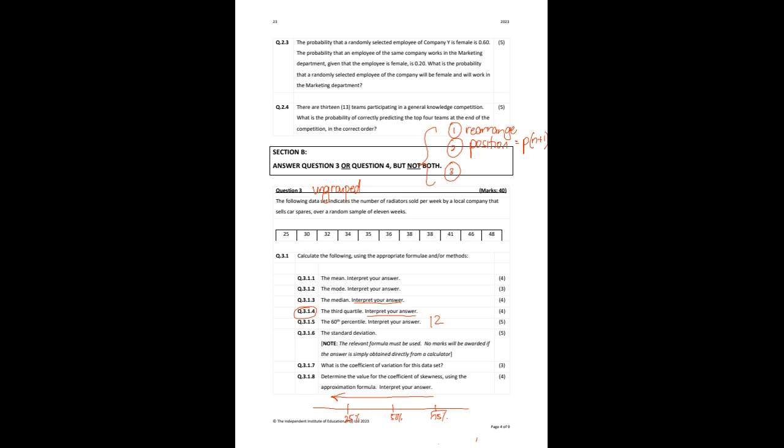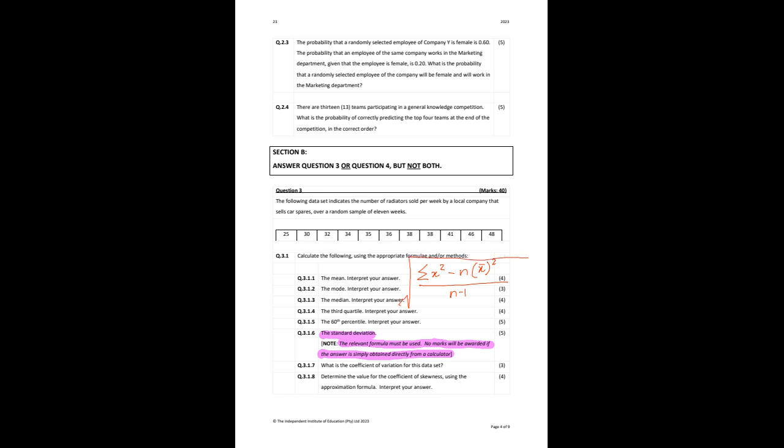Then the next one is your standard deviation. They said to you very importantly here that the relevant formula must be used and no marks will be awarded if the answer is simply obtained directly from the calculator. So to calculate your standard deviation for your ungrouped data, it is the sum of x squared minus n times your mean squared, over n minus 1, and it's the root of that. So the variance is without the root, the standard deviation is with the root.